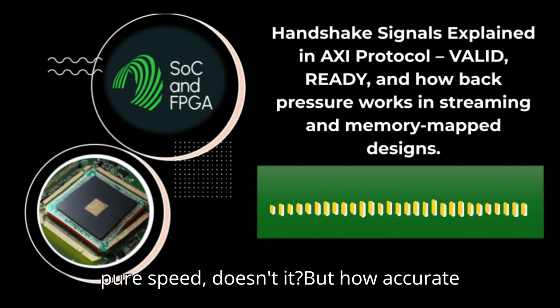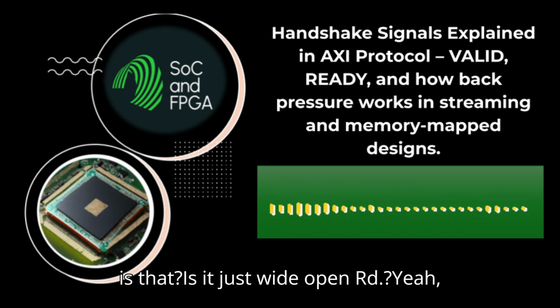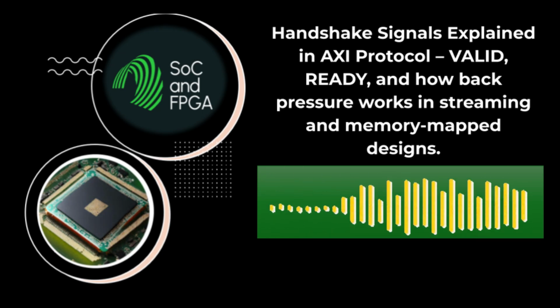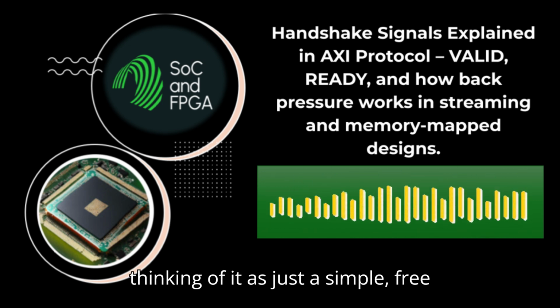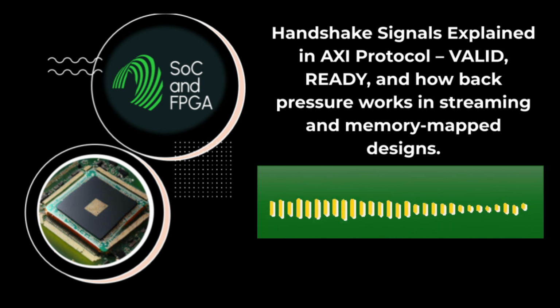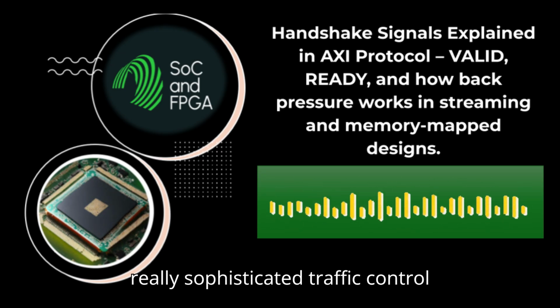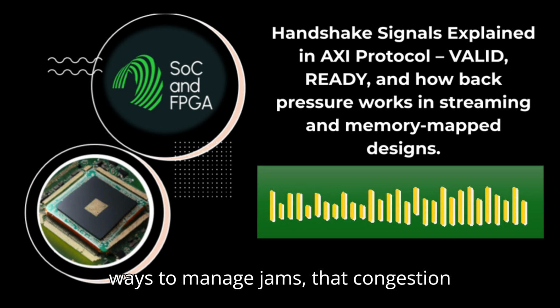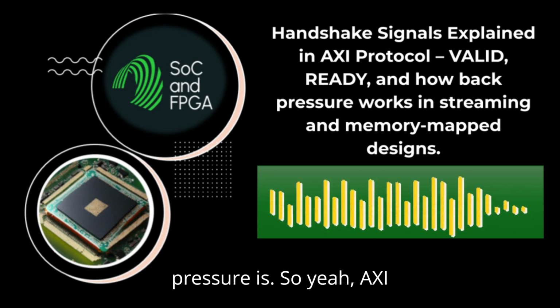I've heard it called the digital highway from ARM. That paints a picture of pure speed, doesn't it? But how accurate is that? Is it just wide open road? Yeah, the highway metaphor captures the bandwidth part, sure. But thinking of it as just a simple free-flowing road isn't quite right. It's probably better to think of it as a really sophisticated traffic control system. The rules, signals, ways to manage jams, that congestion management. That's basically what backpressure is.